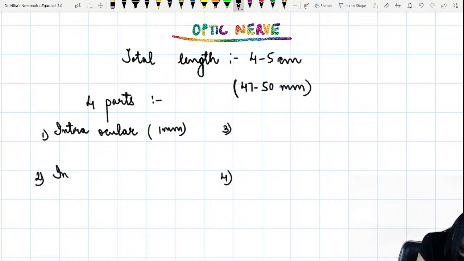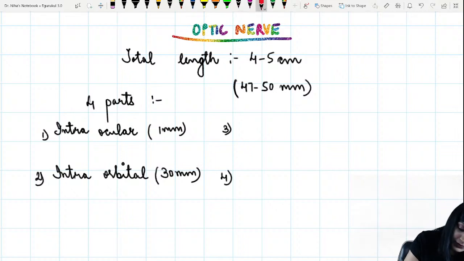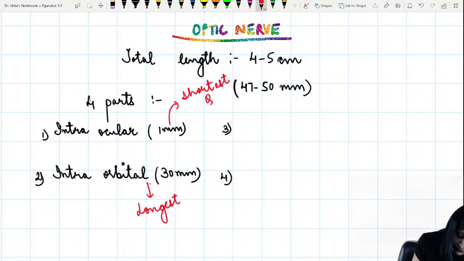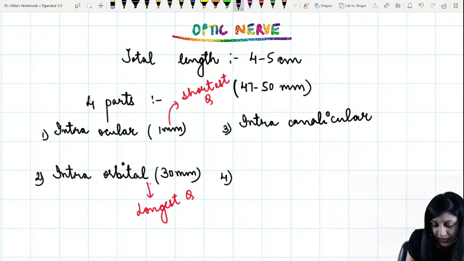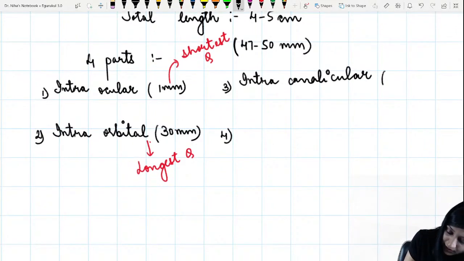Then we have intraorbital. Intraorbital is 30 mm, right? So another important question, intraocular will be the shortest part of the optic nerve, and intraorbital will be the longest part of the optic nerve. Another important question. Then we have intracanalicular, and you people have already told me which canal it is passing through. So it is actually passing through the optic canal.